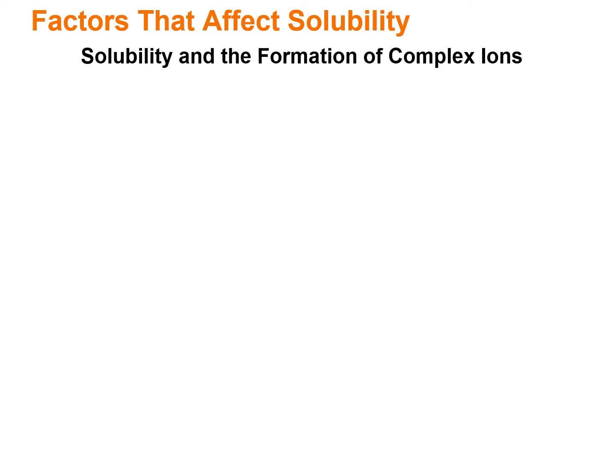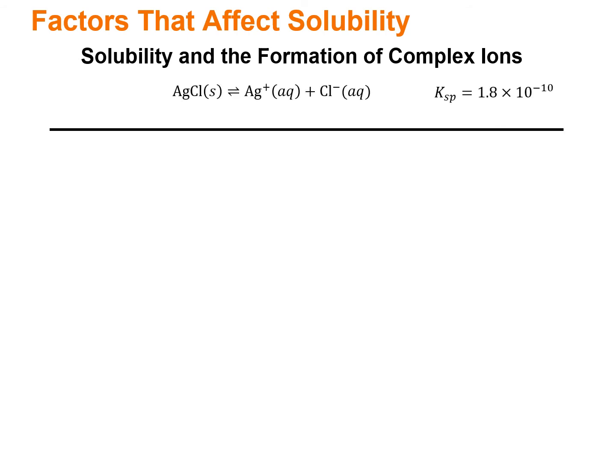Okay, so let's take a look at another type of reaction that can remove the product from our solution and therefore push the reaction to the product side. So for example, what we're going to look at here is the reaction of silver chloride, and it's a very insoluble salt as we discussed. It has a KSP of 1.8 times 10 to the minus 10.